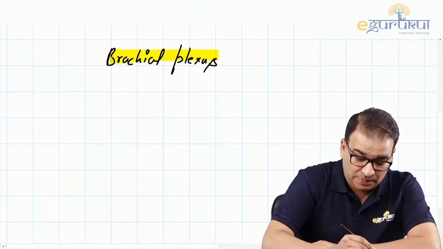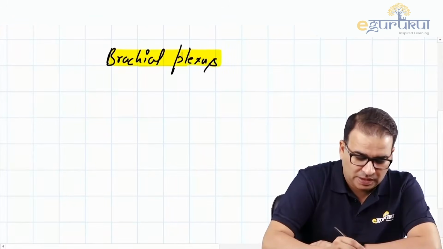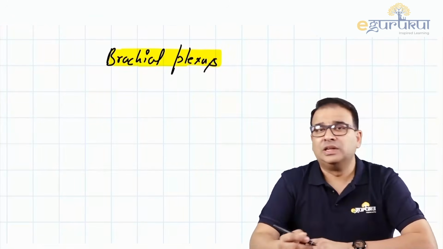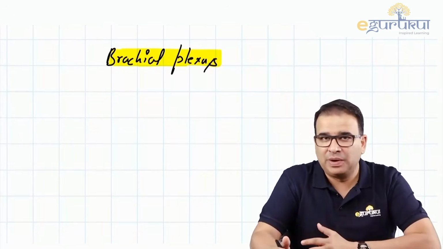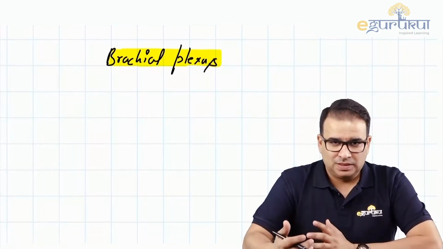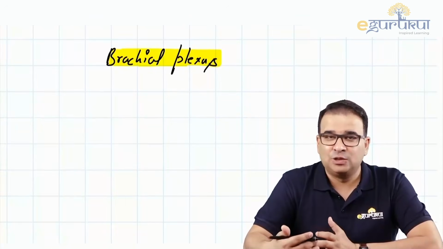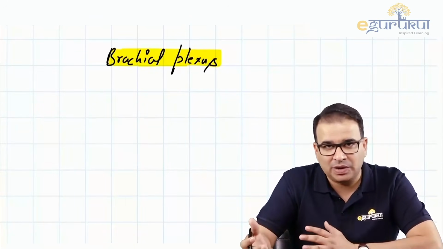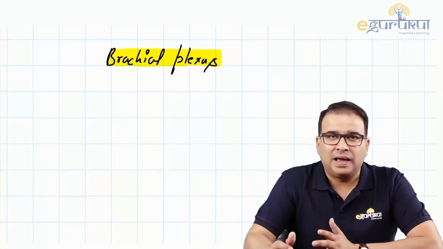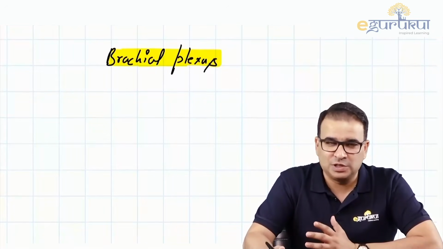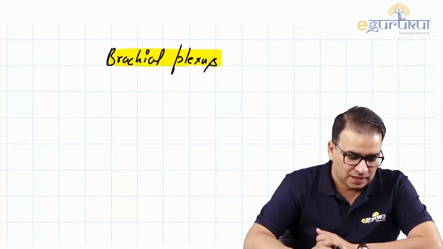Now this has been and will be one of the very, very important topics from the upper limb. All the nerves of the upper limb originate from the brachial plexus only. So here we have to understand how exactly those nerves originate, which part of the brachial plexus gives off those nerves, and ultimately we will talk about some injuries of the brachial plexus and their outcome.